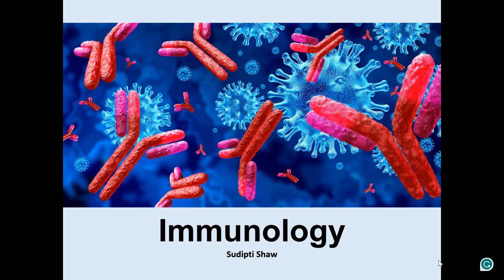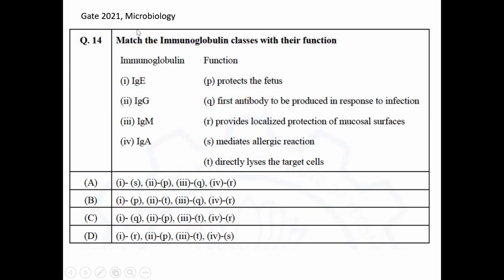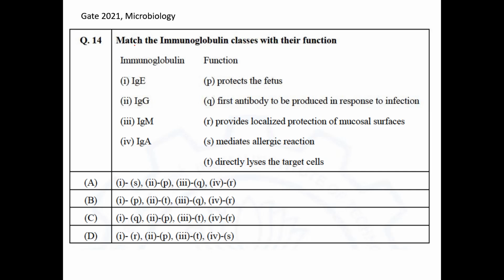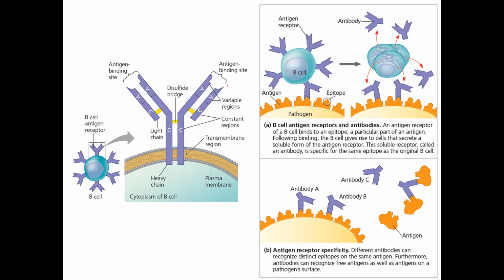Hello. So the topic is immunology, and we will answer the question from GATE 2021 microbiology section. The question here asks us to match the immunoglobulin classes with their function. So we have here different kinds of immunoglobulin and their different functions. But to answer this question, we first have to know what are immunoglobulins.